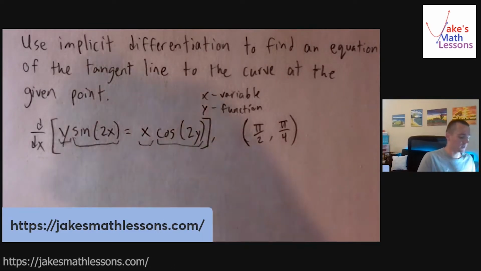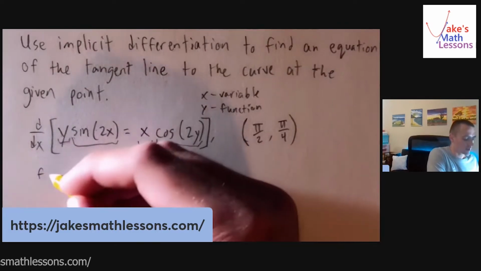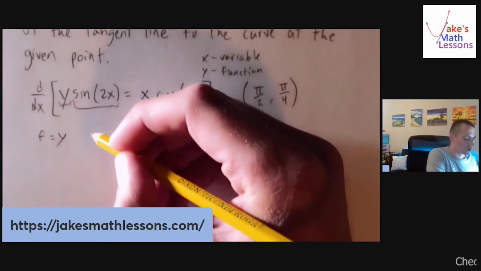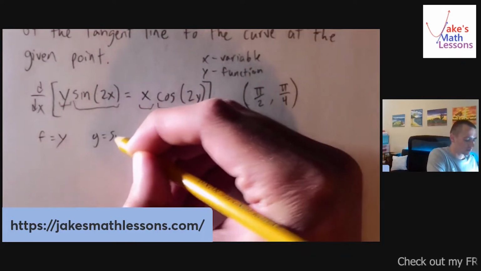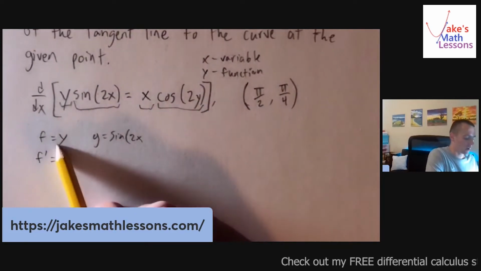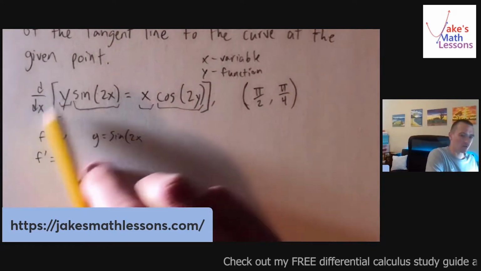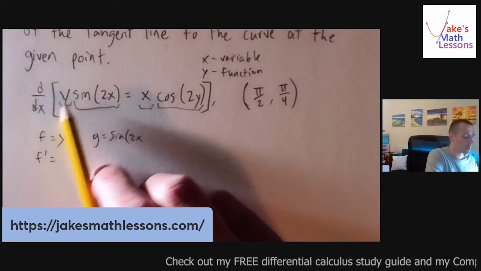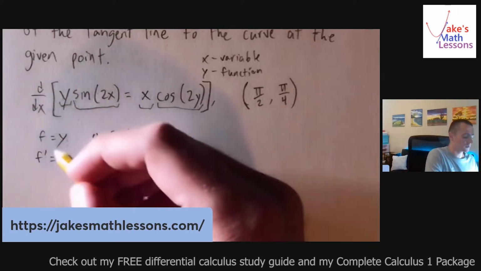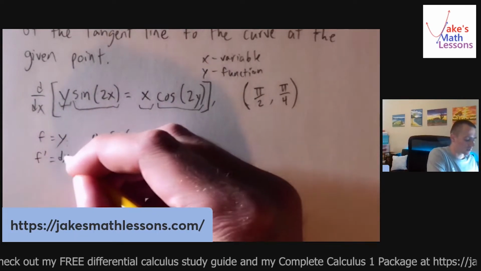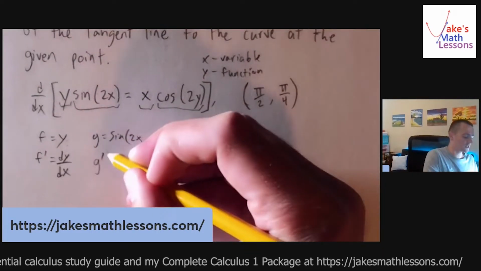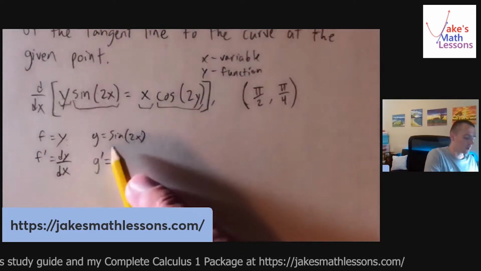So we'll start with our left side. We're going to, again, break it down into f and g. So f we'll just say is y. g we'll say is sine of 2x. f prime is going to be the derivative of f, which, since we have our function, is the derivative of our function with respect to our variable. Since we don't know what our function is, the best we can do is to say the derivative of y with respect to x. Then we're going to find g prime, which is just the derivative of sine of 2x.